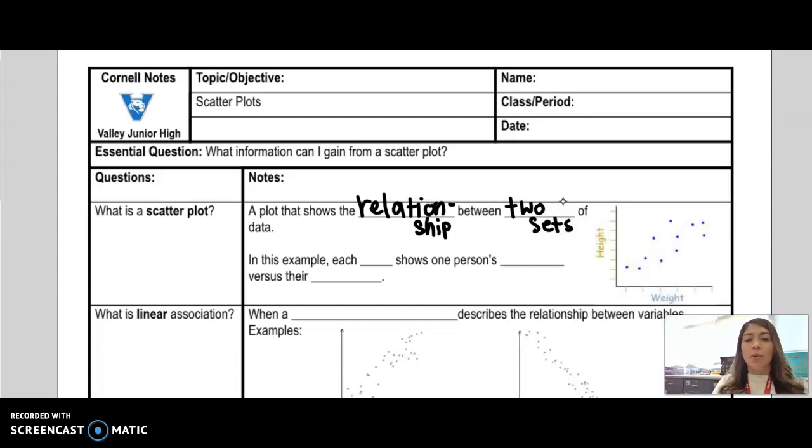In this example, to the right, I have a scatter plot. Each dot shows one person's weight versus their height. And so we're going to keep going.